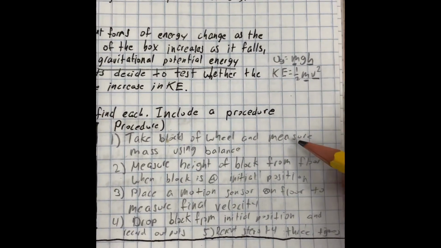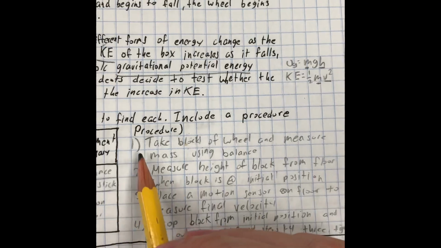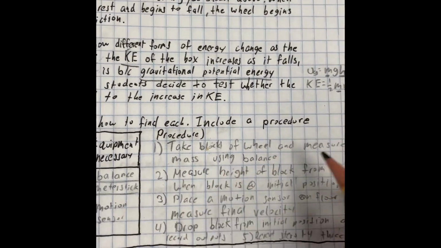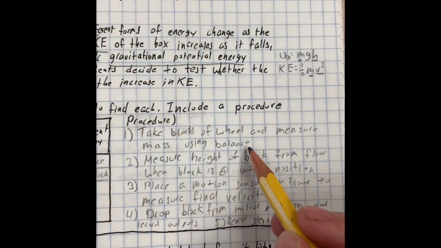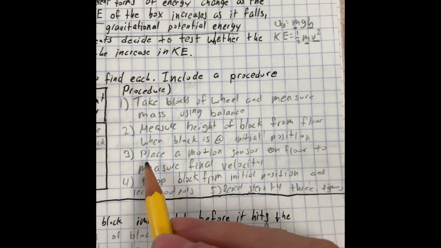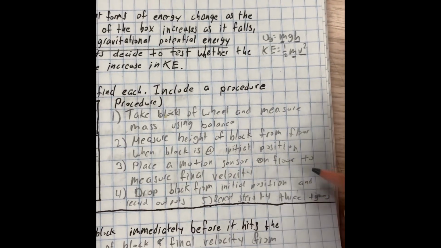You need to be very specific in how you write these. So you can't just say take block off wheel and weigh. You need to say measure mass, because mass and weight are not the same thing. And you need to say what you're using to find that. So that's why I said measure height of block from floor when block is in initial position. I should add using meter stick.